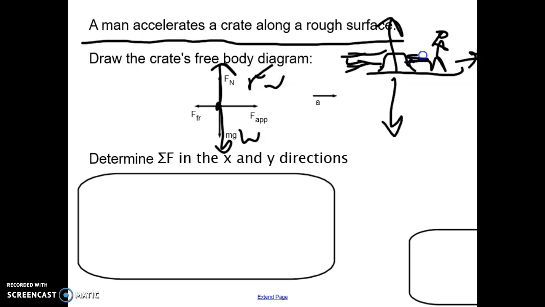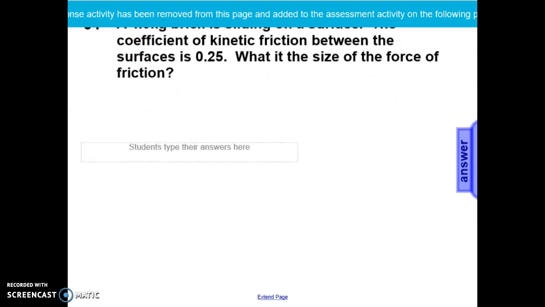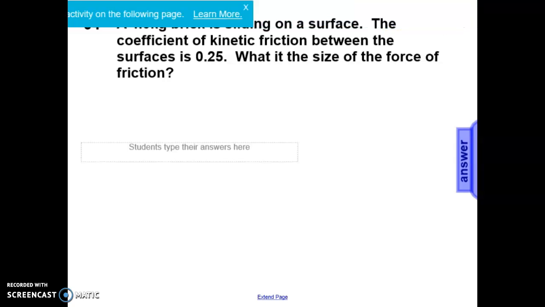Because he is pulling it forward this way, there's going to be applied force, and because there's a dragging that occurs between the box and the floor, there will also be a force of friction right there. So that's just a quick review of what we did yesterday, which leads us to our first friction problem.